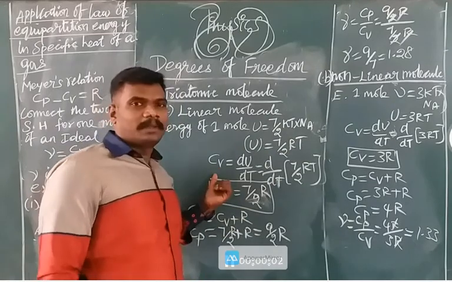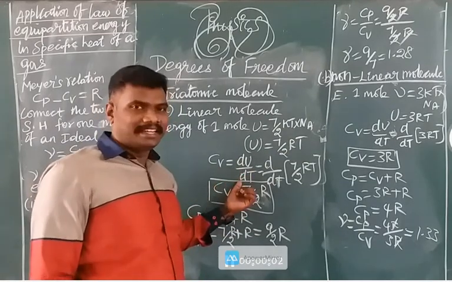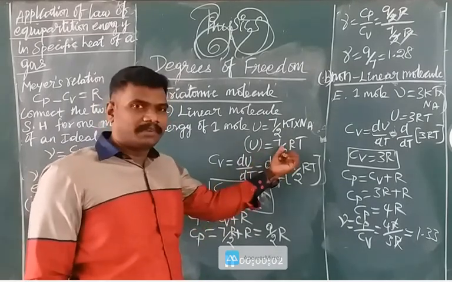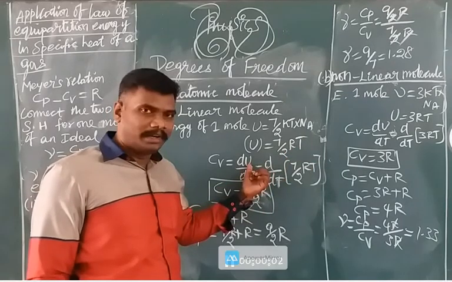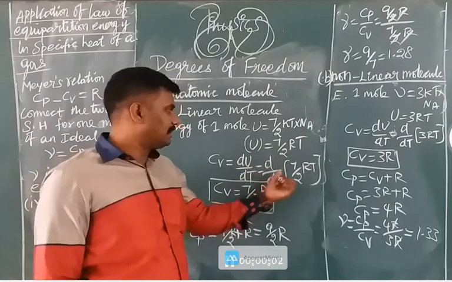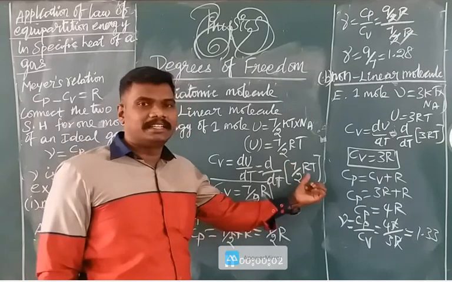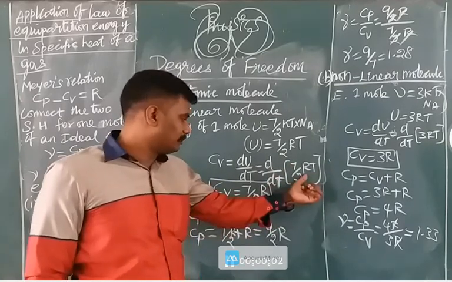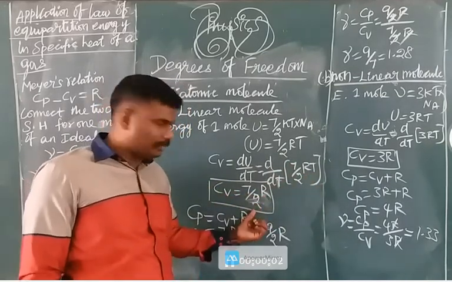So what is the formula for the Cv? Cv is equal to dU by dT. Here what is the value of U? 7 by 2 RT. Just substitute the U value: d by dT into 7 by 2 RT. Differentiating this term, we get Cv is equal to 7 by 2 R.